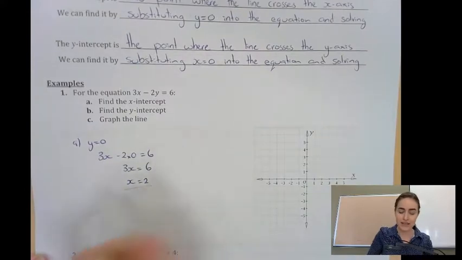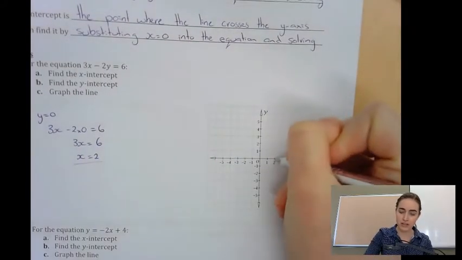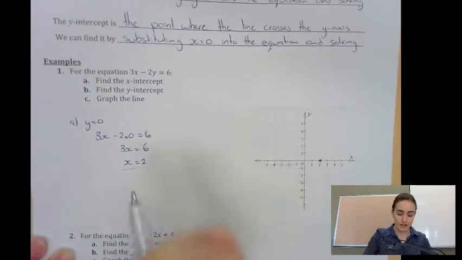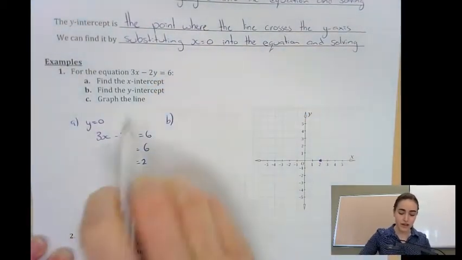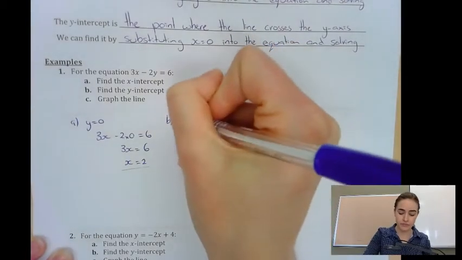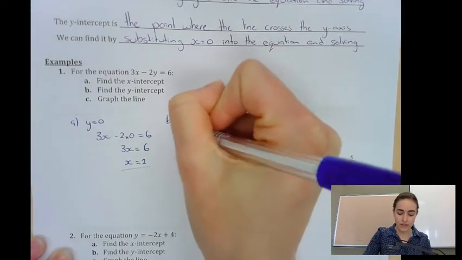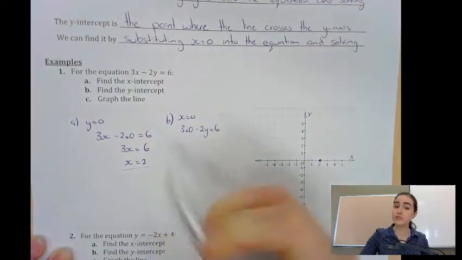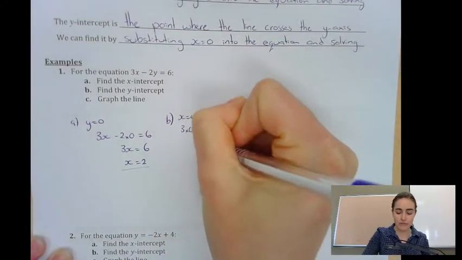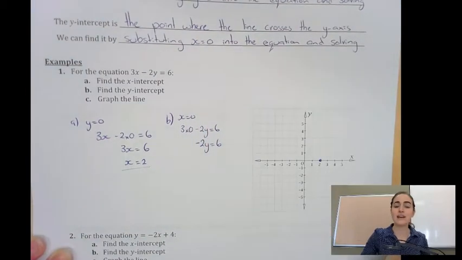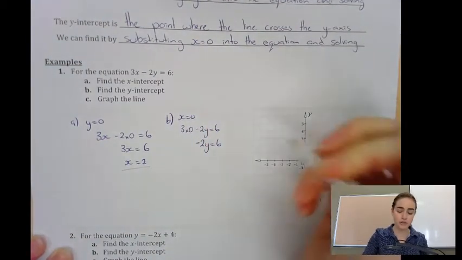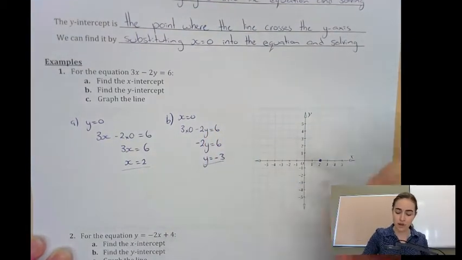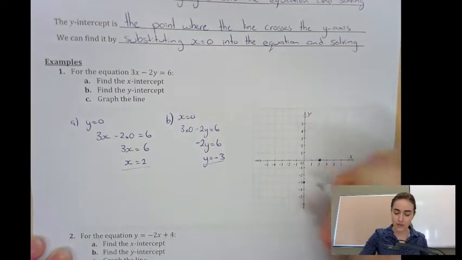So my x-intercept is x equals 2, which means I know that my line is going across the x-axis right here. To find the y-intercept, I'm going to set x equal to 0. So that's going to give me 3 times 0 minus 2y equals 6. 3 times 0 is just 0, so I'll have minus 2y equals 6. And if I divide both sides by minus 2, I'll end up with y equals minus 3. So I can plot that point as well down here, y equals minus 3.